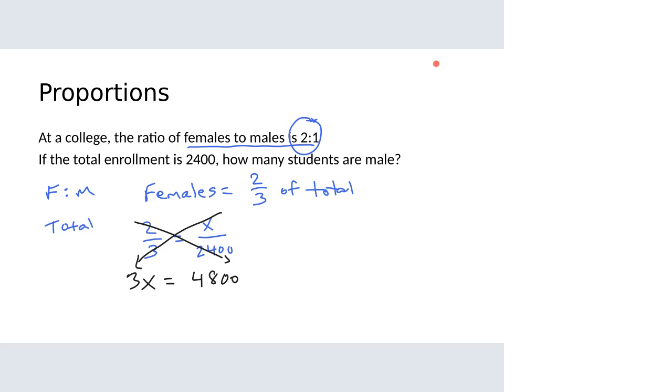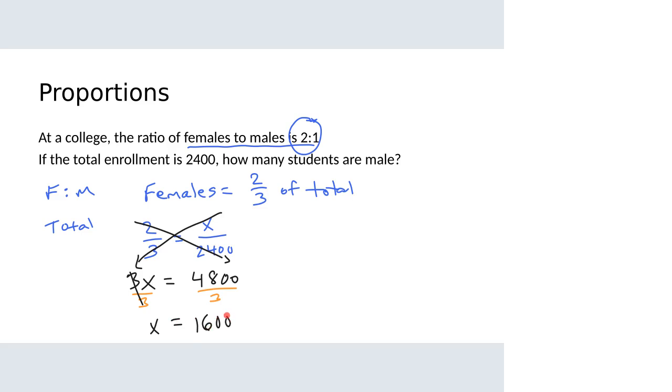And then in order to get x by itself, we'll divide by 3 on both sides. On the left-hand side, those will cancel, leaving just the x. And on the right-hand side, 4,800 divided by 3 is 1,600.